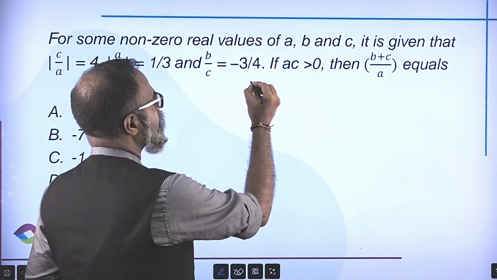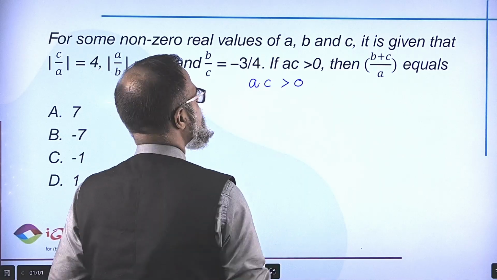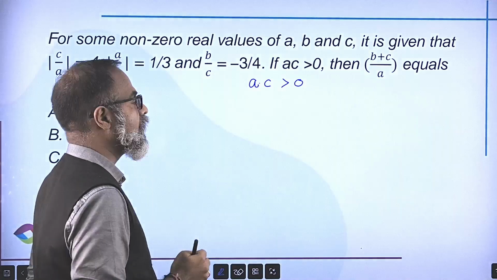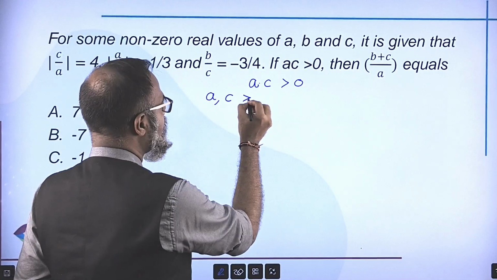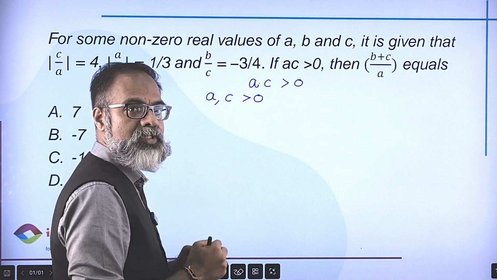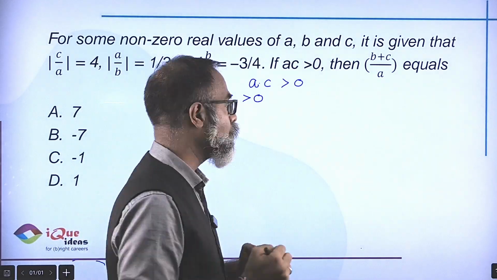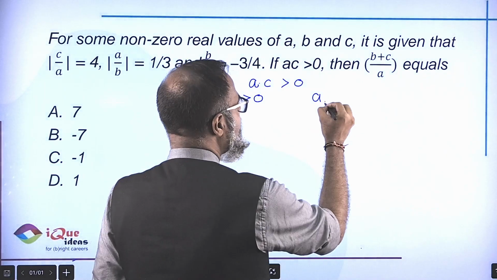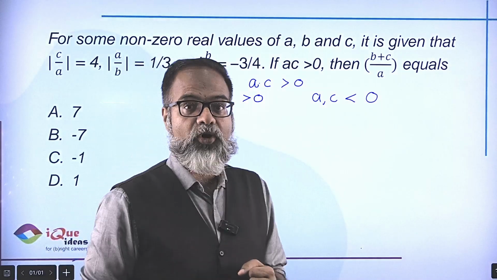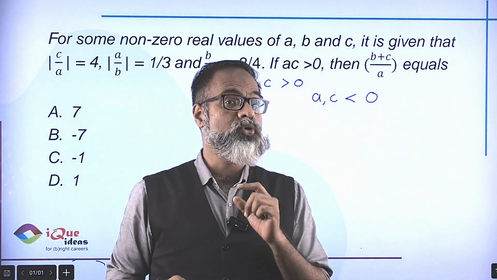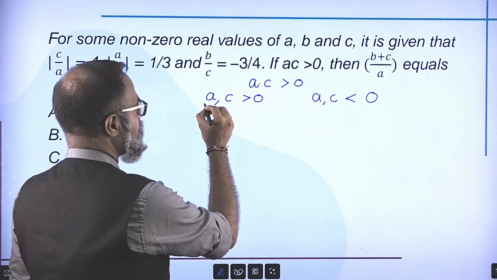The first thing, if the product of two numbers a and c is greater than 0, then there are two possibilities. Either both a and c individually are greater than 0, both are positive numbers, multiplication or product of two positive numbers is always greater than 0, or both a and c are negative, less than 0, because the product of two negative numbers is also greater than 0. So let's take each case individually.